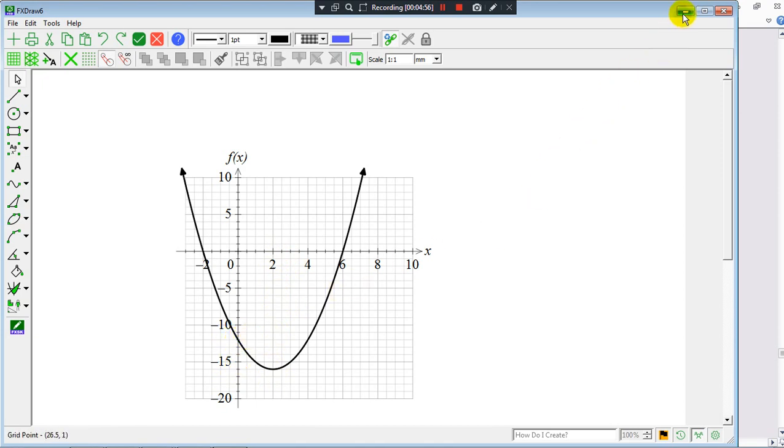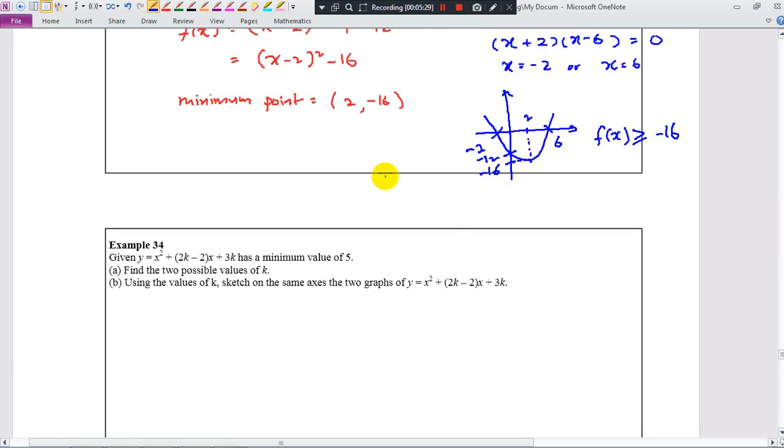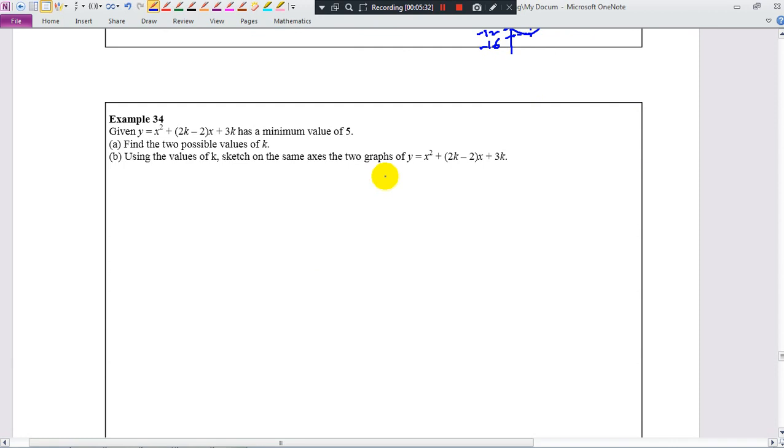Okay, correct. So how do we state the range? The range of this graph. Okay, let me copy the graph over here first. From the graph, state the range of f(x) for all the values of x. So we know this is a minimum point, right? So we know f(x) must always be greater than or equal to -16. It will not be less than -16 because this is a minimum point. So this is the range for this question. Okay, let's go to example 34.